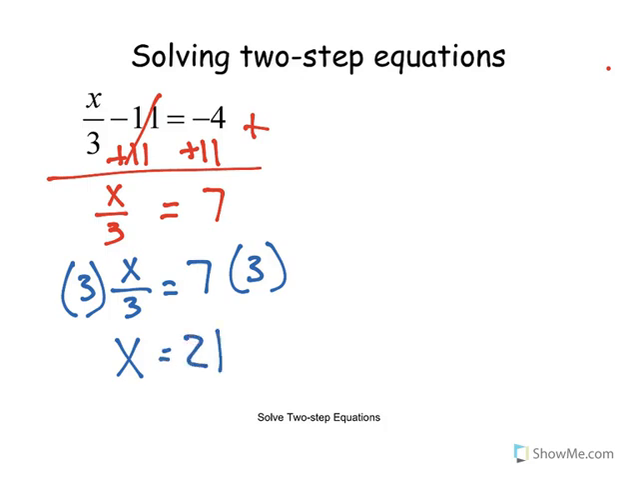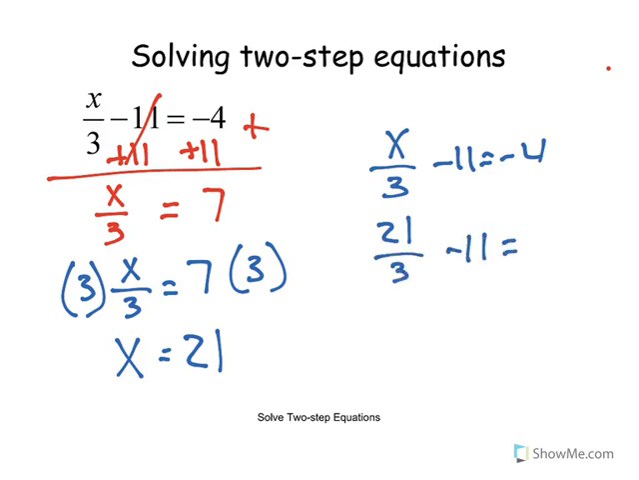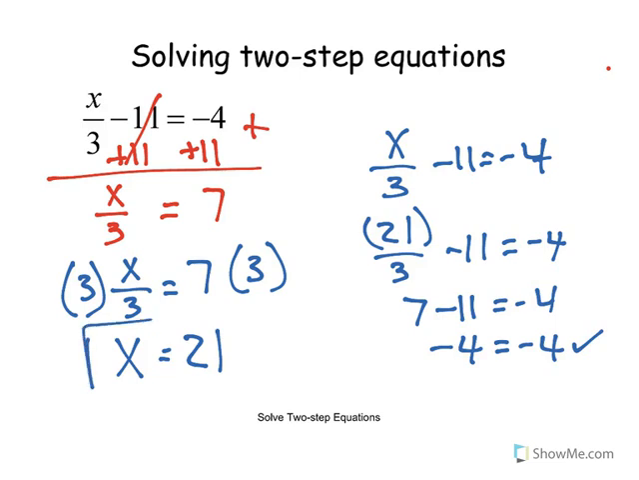What would our check look like? Well, of course, we're going to rewrite our original. We're going to substitute. Here the parentheses aren't so significant, though it's not a bad idea to put them in there for consistency's sake, I suppose. 21 divided by 3 is 7. And negative 4 equals negative 4. Okay, that's our check. That's our proof that x is in fact equal to positive 21.